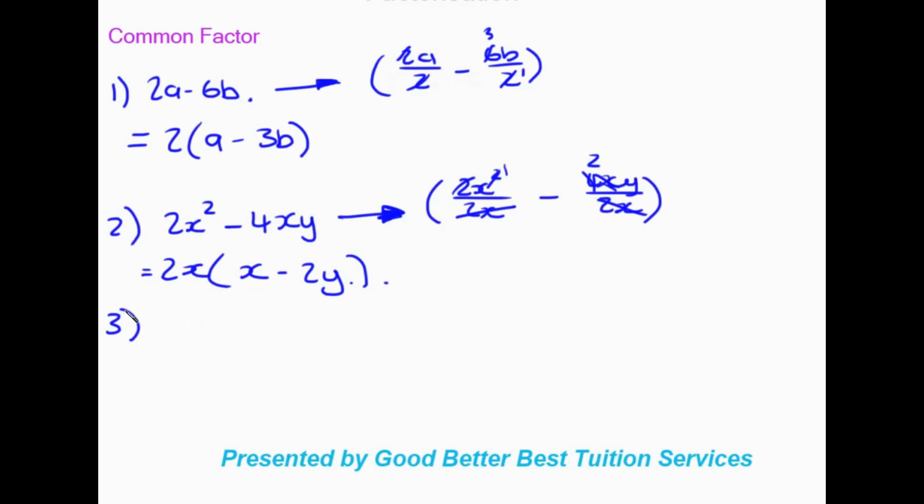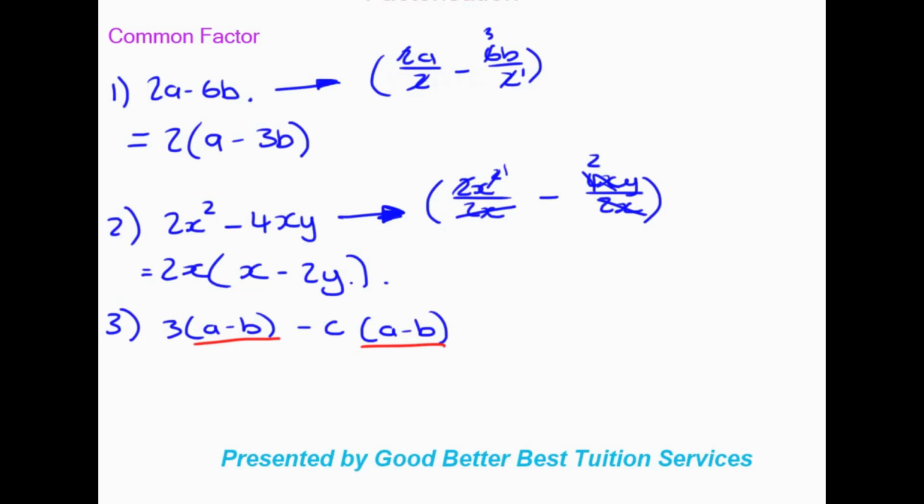Moving on to the third example here. We have been given here 3(a minus b) minus c(a minus b). So now you're looking at this and you're wondering where is the common factor, right? Now, one thing that we need to note when we're doing factorization, or when we're doing anything for that matter, when we have brackets, they can be regarded as a term, okay?